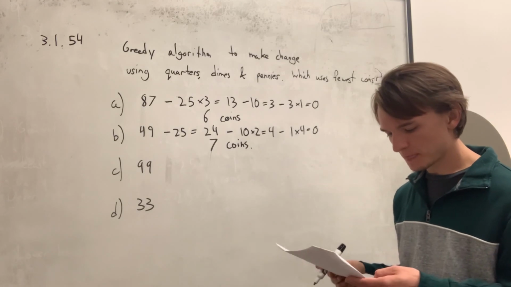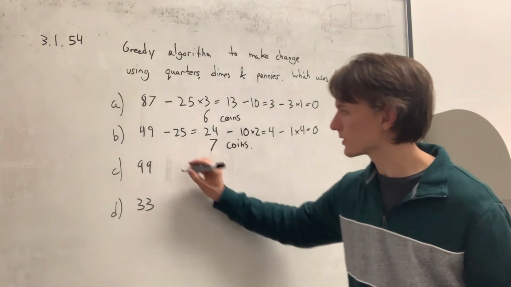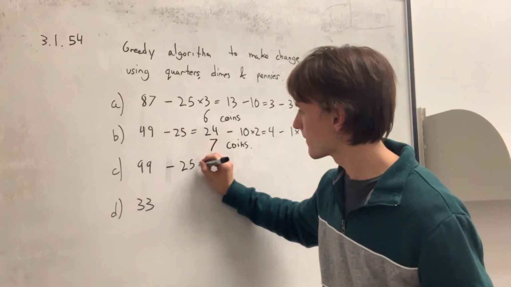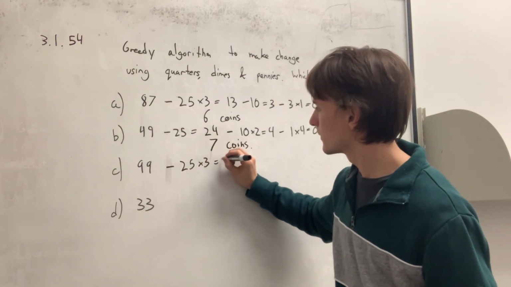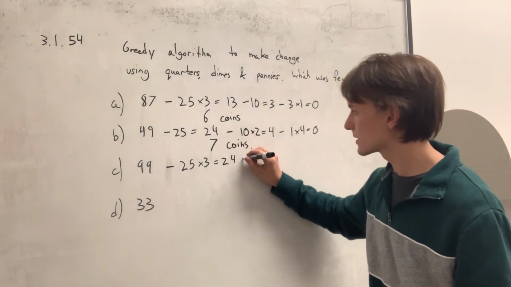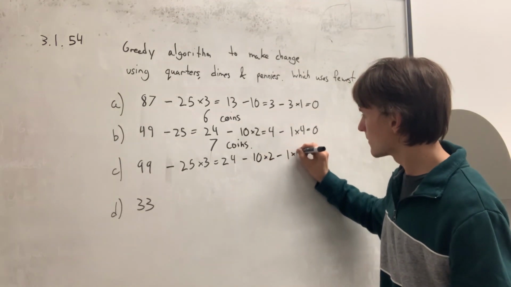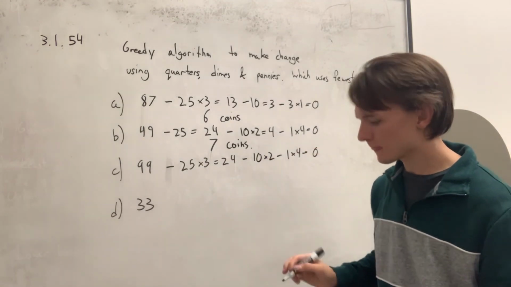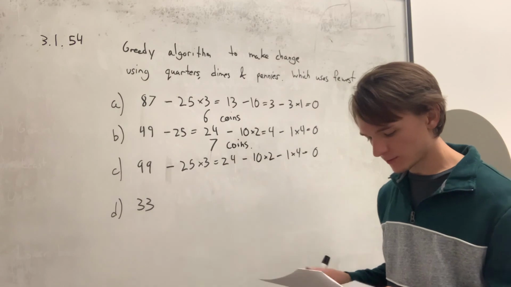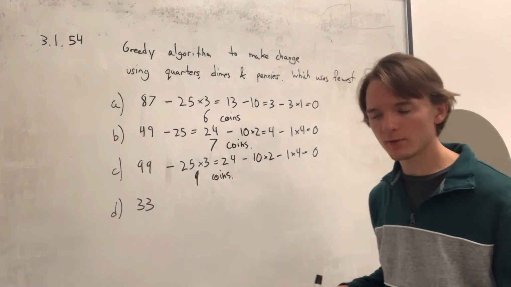So part C now. For part C, we're going to need to use 3 quarters to get to 24 cents, and then we put in again 2 dimes and 4 pennies to get exact change for 99. And that requires a hefty total of 9 coins using the greedy algorithm.